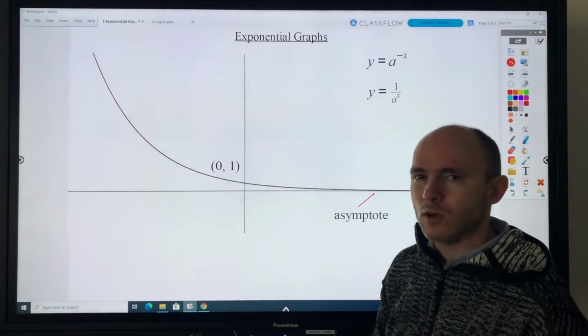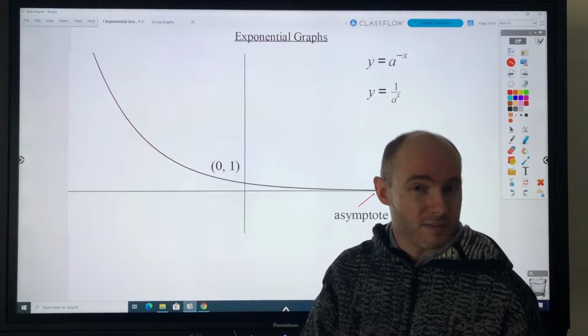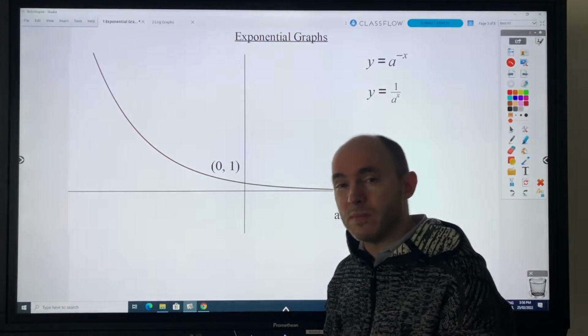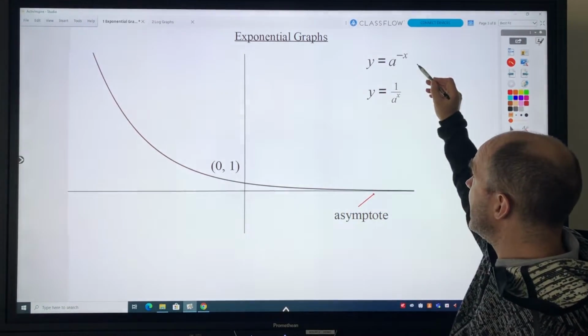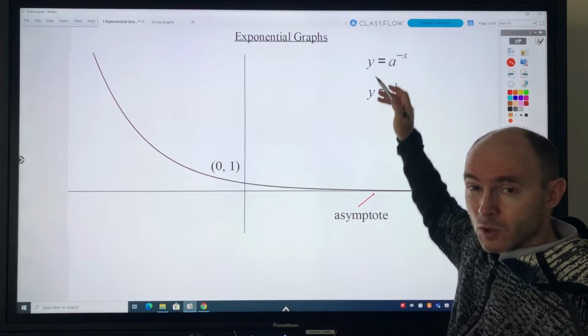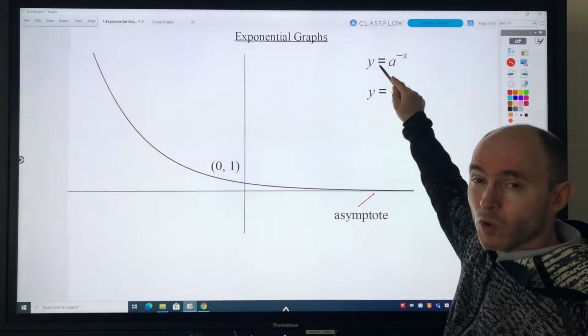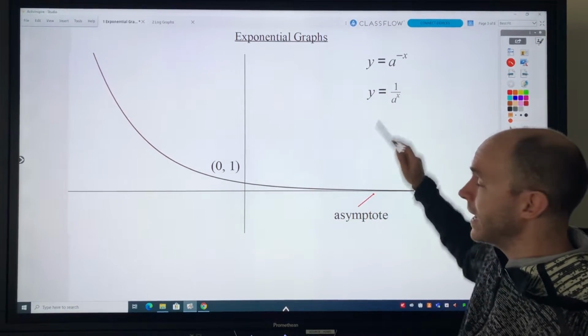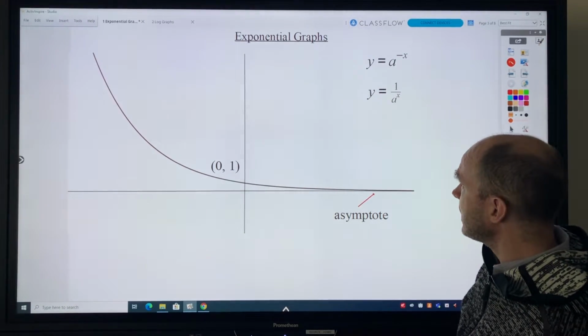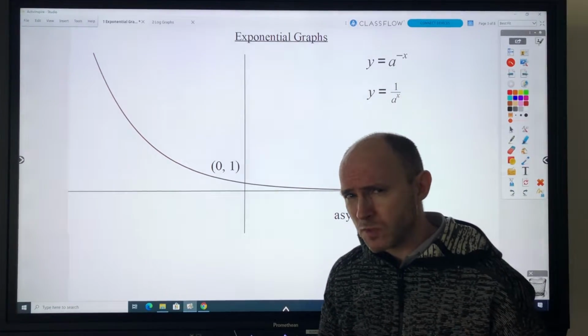The reason is you cannot do 2 to the power of a number and get a negative answer, or 3 to the power of a number and get a negative answer. You cannot input any value of x into this in order to get a negative number. The negative power simply means the reciprocal of a to the x, which is 1 over a to the x, like that, okay? Now, do you remember your transformations of graphs?